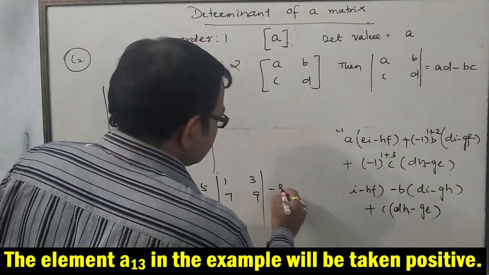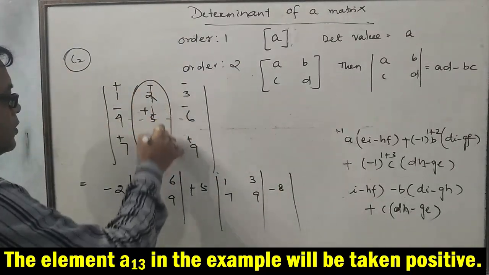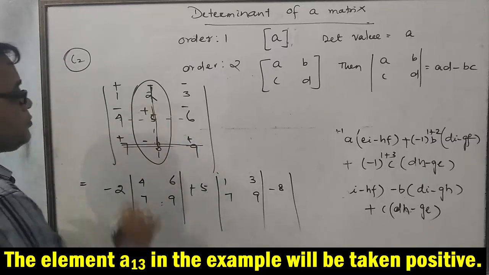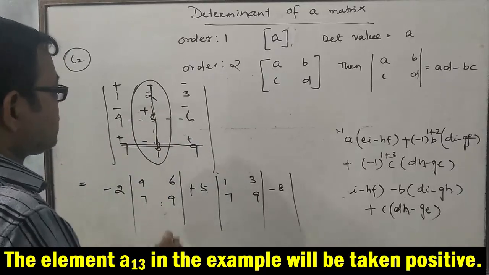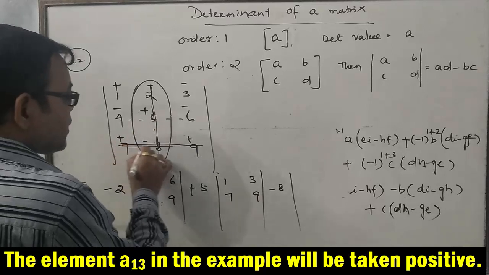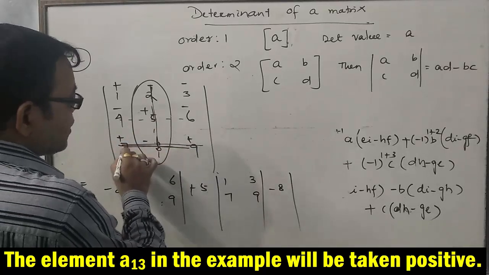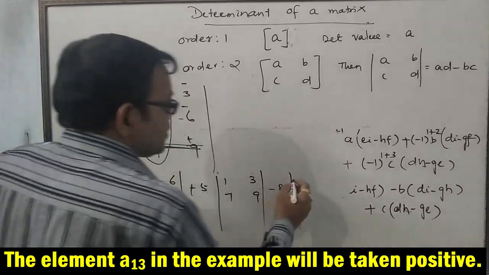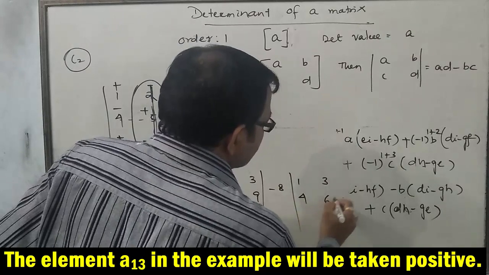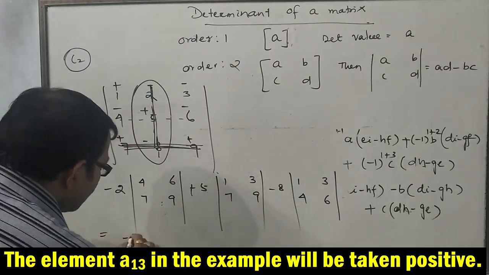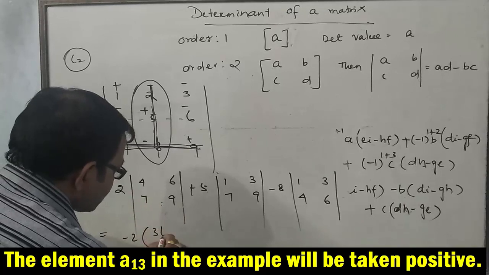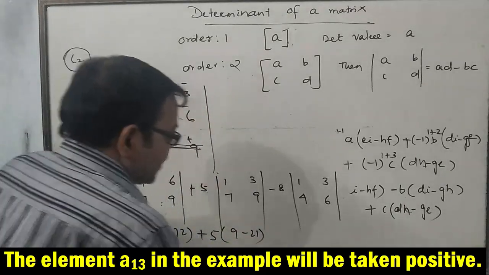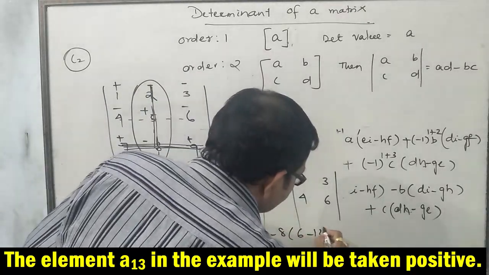Then minus 8 into, eliminate this one, eliminate this two. Minus 8 belongs to the third row, second column. So I'm getting 1, 3, 4, 6. If you simplify this, we get minus 2 into 9 times 4, that is 36, minus 72, plus 5 into 9 minus 21, minus 8 into 6 minus 12. So the answer will be 0.